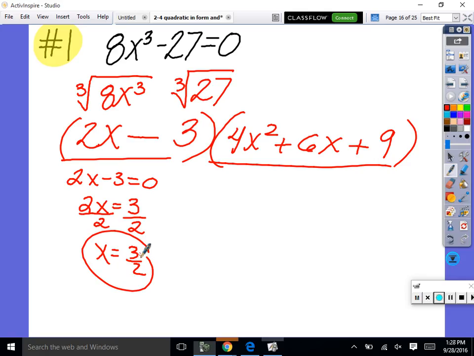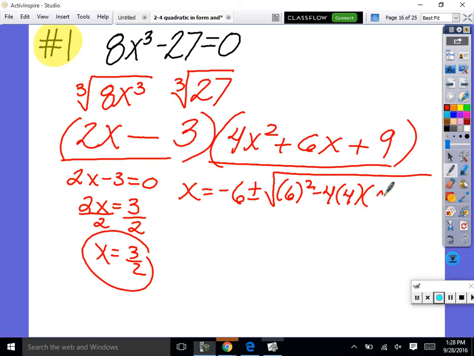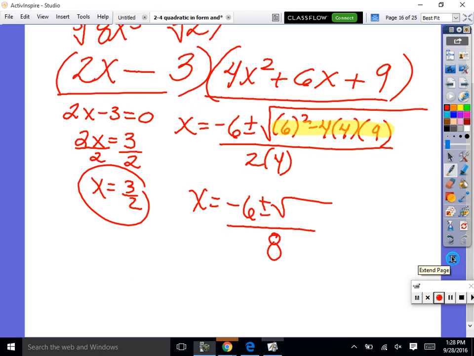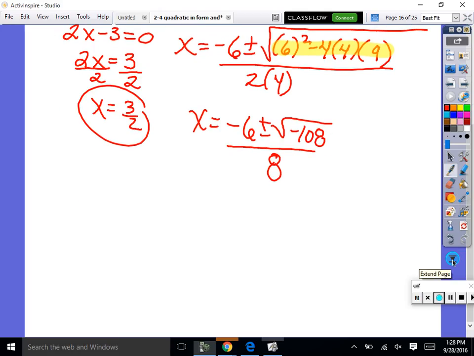So we have x equals negative b plus or minus the square root of b squared minus 4 times a times c, and that's all over 2 times a. So we're going to have x is equal to -6 plus or minus, calculate it. You should all practice, because if you're not getting the right thing, it's because you're not typing it in right. -108. That is correct.